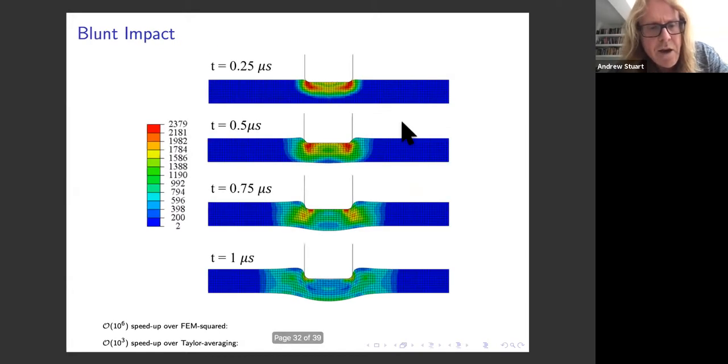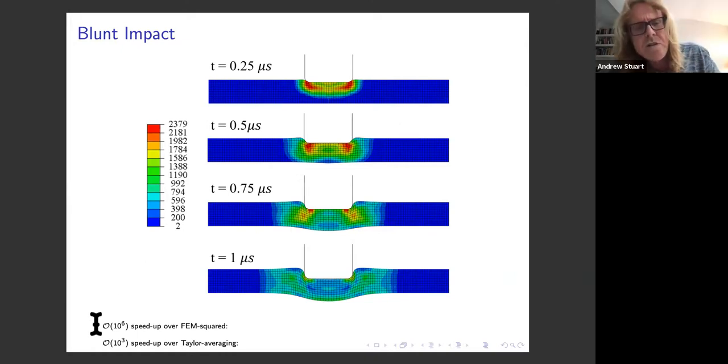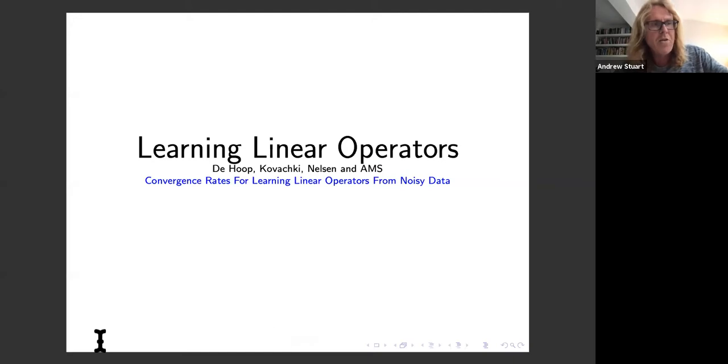And I think the key point to get across here, as I did with Navier-Stokes equation, is that we're getting orders of magnitude speed up. In comparison with FEM squared, which is the standard fully resolved methodology, we're having a speed up of a factor of 1,000,000. And even compared with what's known as Taylor averaging, which is an ad hoc method that's widely used, we're getting a factor of 1,000. So the method shows great promise for speeding up those problems.